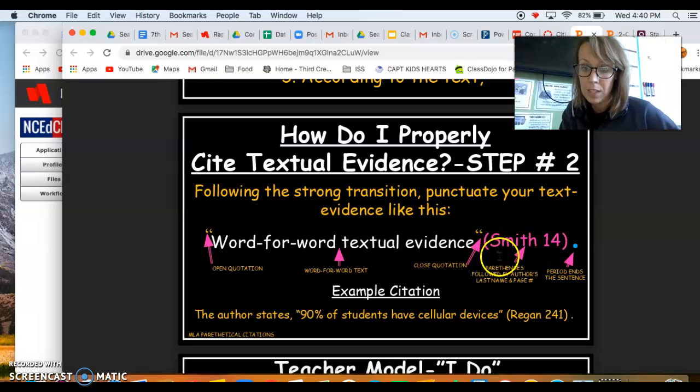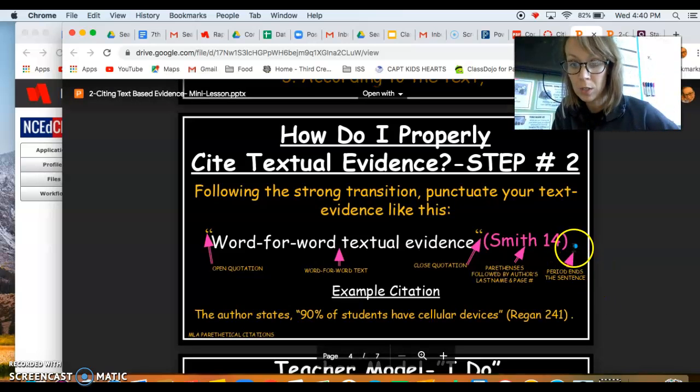Last, parentheses, this is the author's name and the page number. If you don't have more than one page, you could put the paragraph number, and then you close your parentheses.